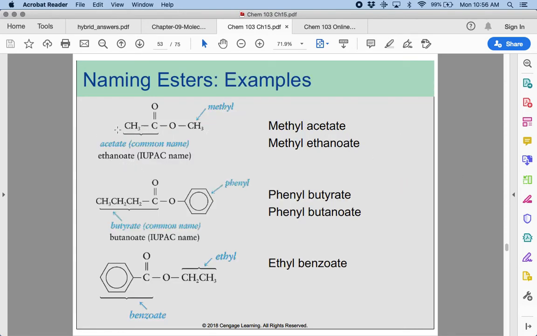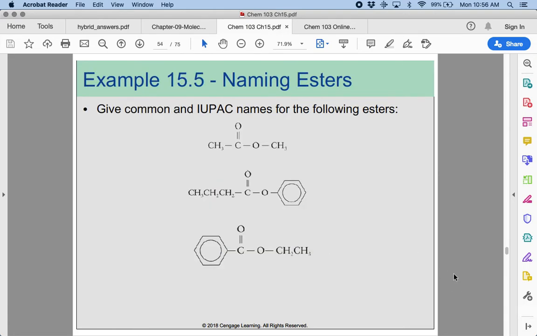So you can look at an ester and determine what reactants went into making this product. You should be comfortable doing that. You should be able to look at an ester and determine what alcohol and what carboxylic acid were used to make it. So go ahead and try to name these esters.